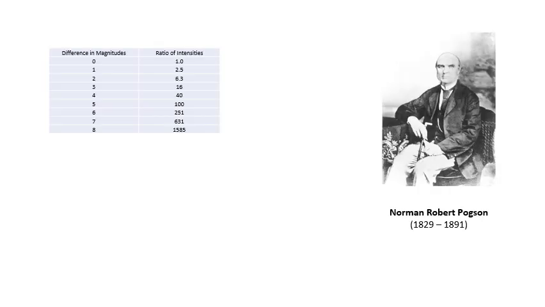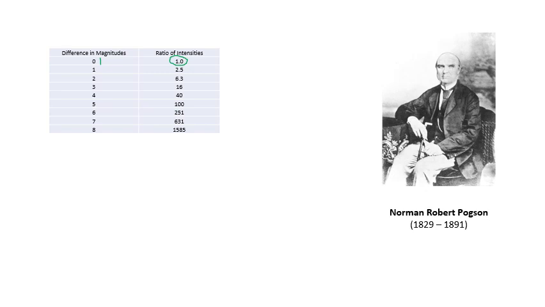Okay, let's see how this magic number of 2.51 comes about. This work was done by Norman Pogson in the 19th century. If we have two stars that are the same magnitude, then they have a difference of magnitude of 0. And that means that their ratio of intensities must be 1 because they have the same number. One value divided by itself is 1.